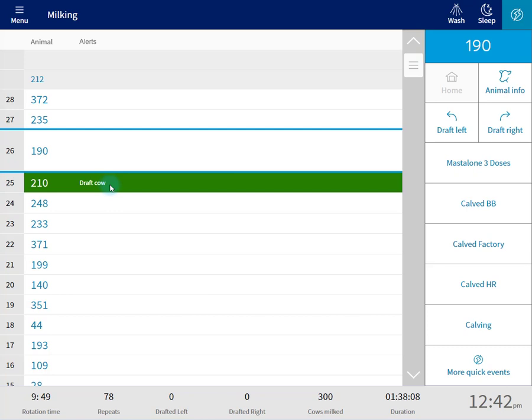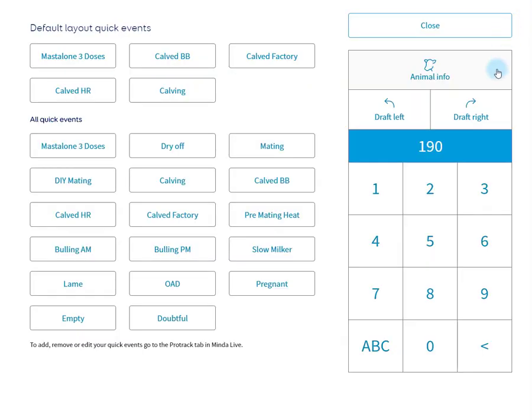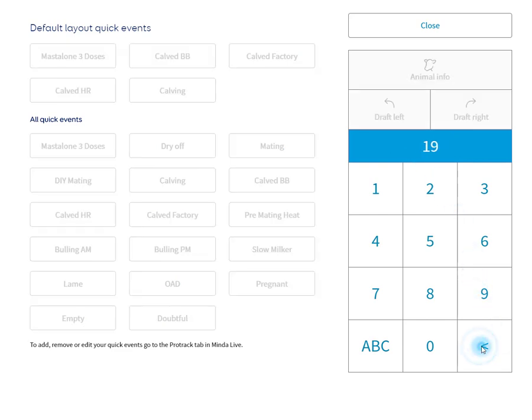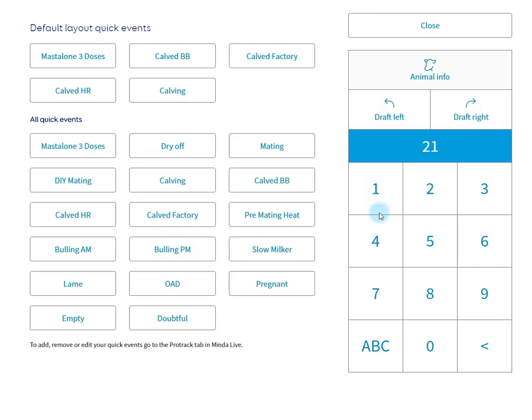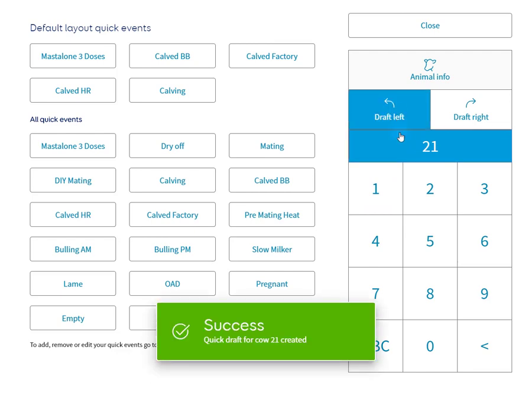Alternatively, if the animal is not in front of you, you can look up any animal using the action button. Remove the number of the animal in focus, type in the number of the animal you wish to draft, and then click the draft direction, draft left. Cow 21 will draft left at next appearance.